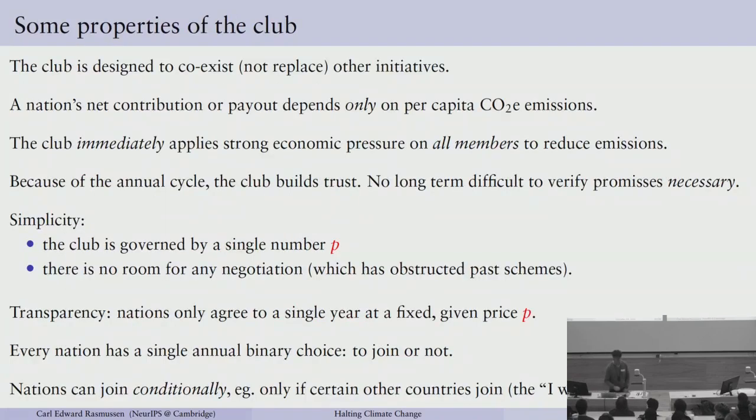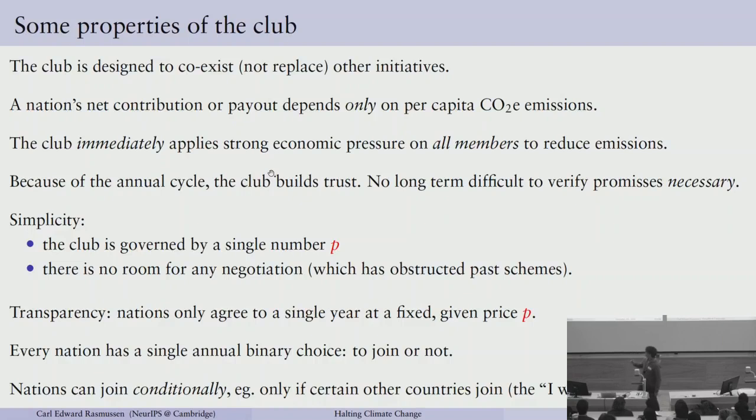First of all, let's try to understand what the properties would be of a club like this. First of all, this club is designed to coexist with other schemes. We can continue having the Paris Agreement, we can continue to have the European Trading Scheme, and we can continue to have countries pledge whatever they want on the side of this. So we're not trying to take over anything, we're trying to do something in parallel.